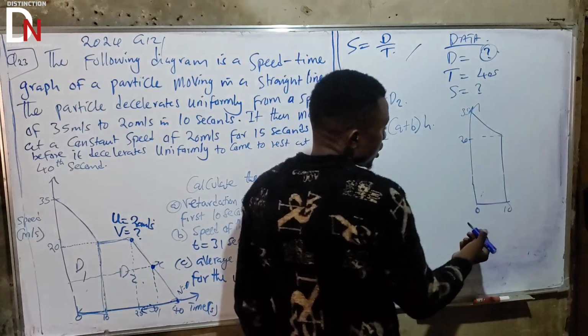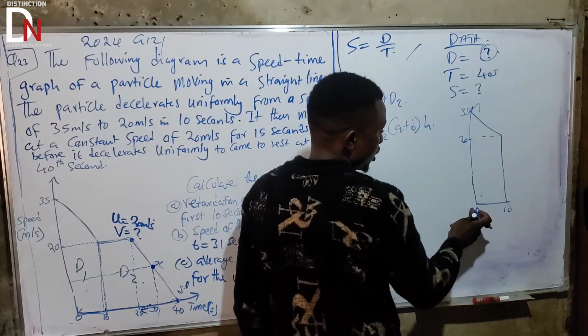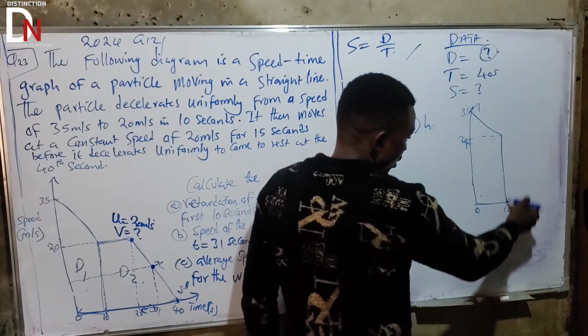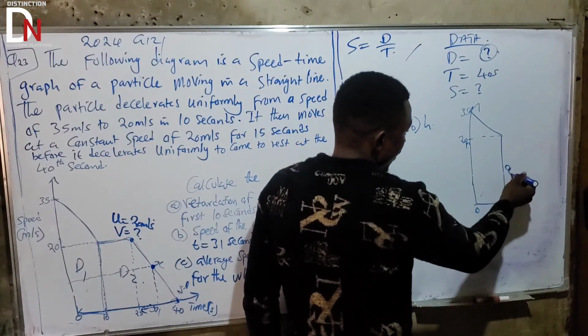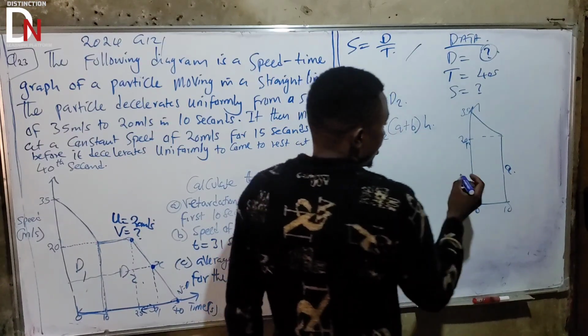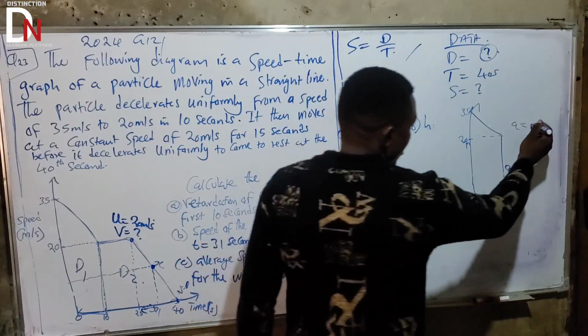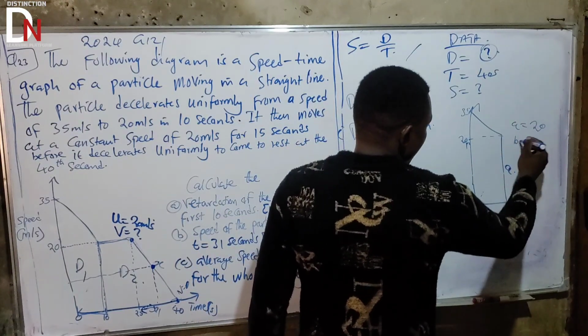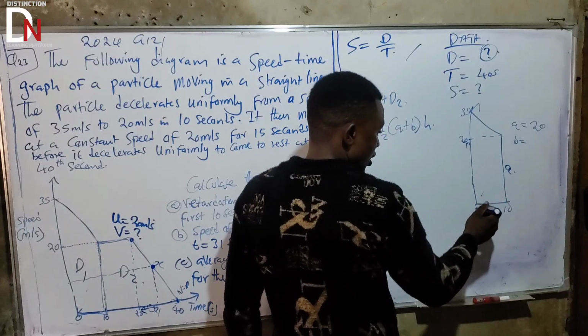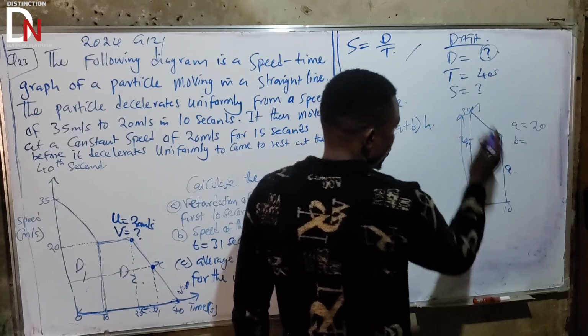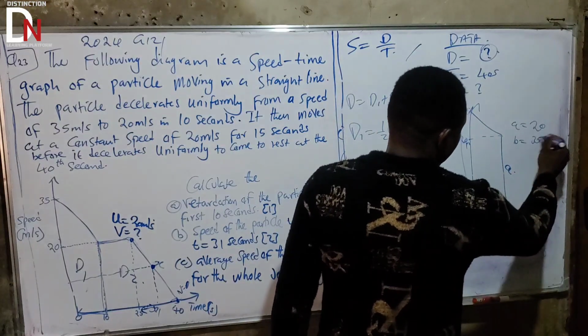Now, how do we get our A? Our A is the shortest distance. So from here up to this point, this is where we will get our A. Moving from 0 up to 20, our A is 20. Then we come to B. B is basically the longest distance. We are moving from 0 up to 35, so our B is 35.